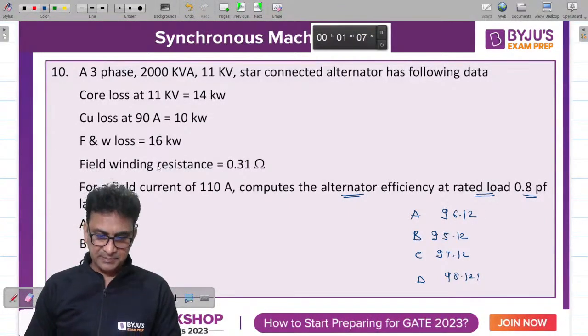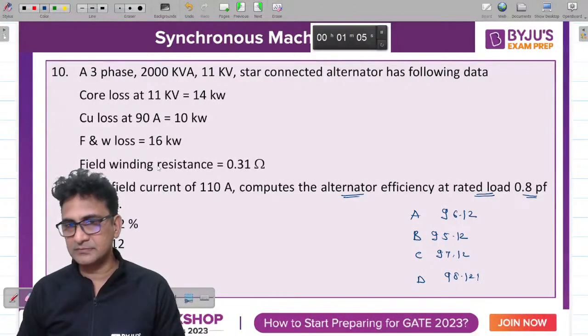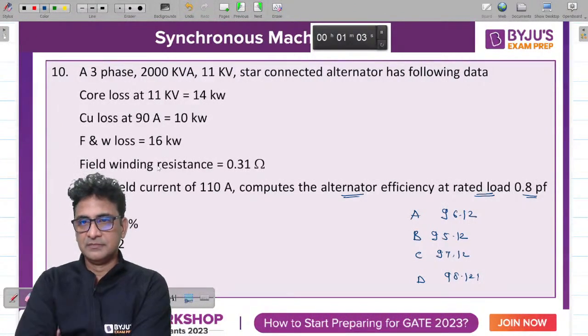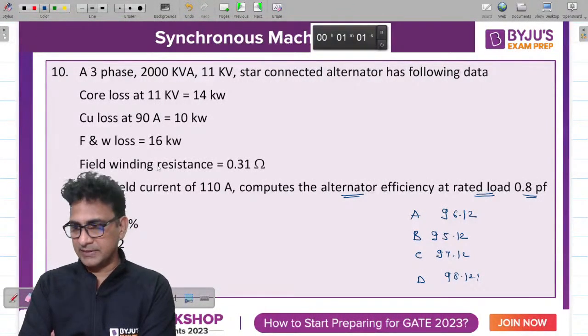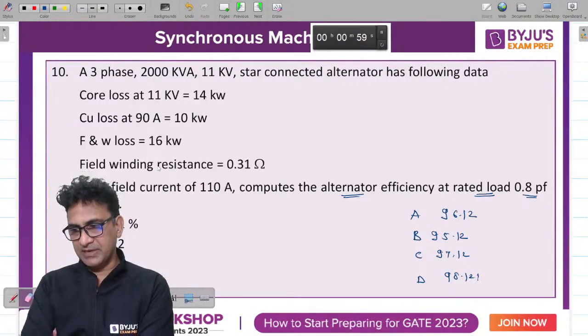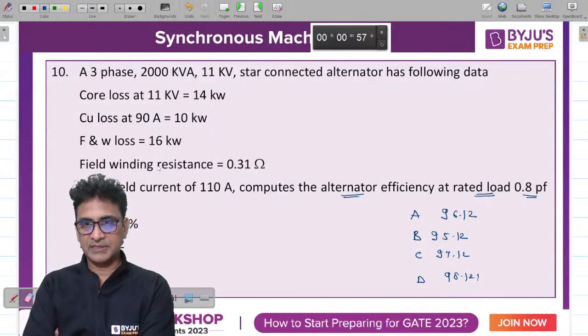D 98.12. As per Neeraj it is D, as per Prakash it is C. Still you have 56 seconds.